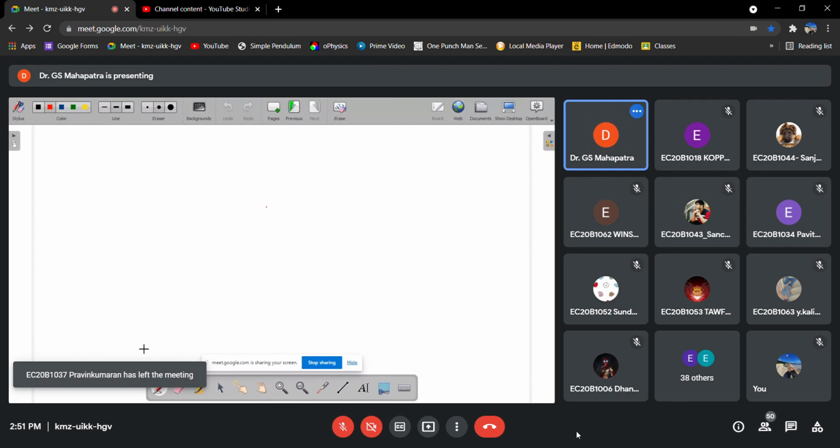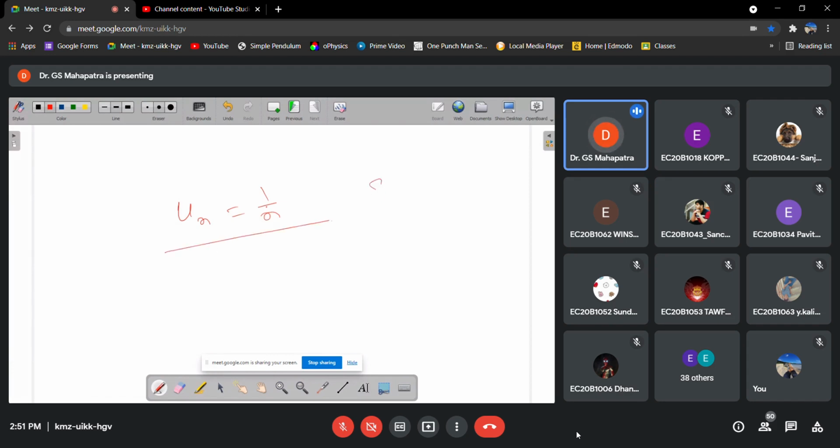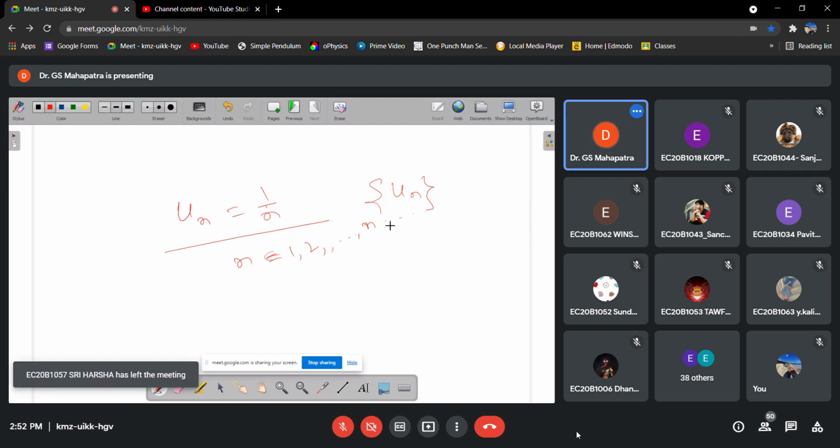See, un equals to 1 by n, you have studied this. It is a sequence, when n belongs to the natural numbers including 0. But here 0 is not defined for 1 by 0, so it starts from n equals to 1, 2, and so on. This is called a function, but one particular name is there, that is called a sequence.